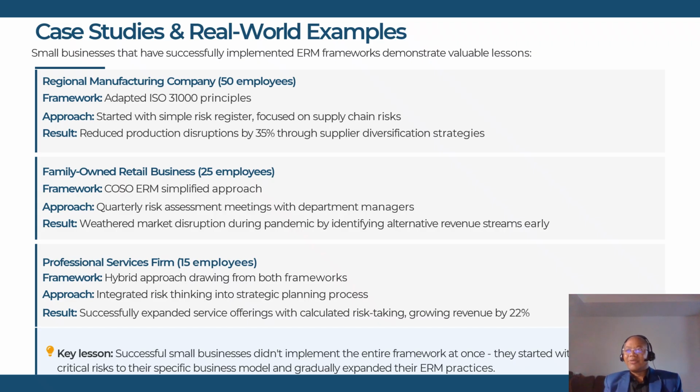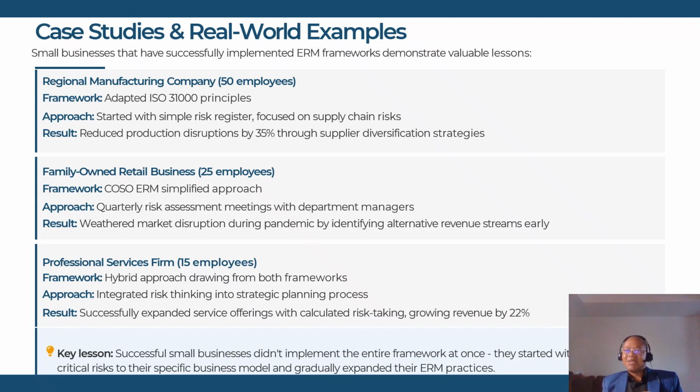A regional manufacturing company with just 50 employees adopted the ISO 31000 framework, started with a simple risk register, and focused on supply chain risk. Guess what? The result: they reduced production disruptions by about 35% through supplier diversification strategies. You can see how beautiful it is to manage risk.